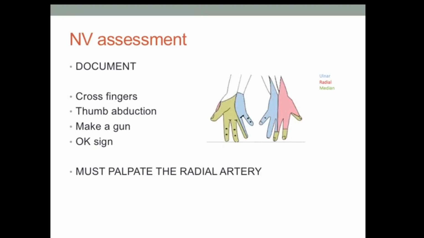So I ask them to cross their fingers, stick their thumb up in the air, make a gun and an OK sign to check the ulnar, median, radial, and anterior interosseous nerves, respectively. And then a really vital part of the assessment is the vascular assessment. You can clearly feel the hand, check that it's warm, assess the capillary refill. But an extremely important part is that often you need to cut the cast back a little bit to be able to properly palpate for the radial artery and assess whether it's present, diminished, or absent.